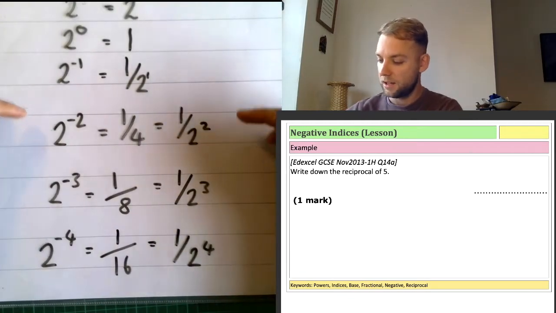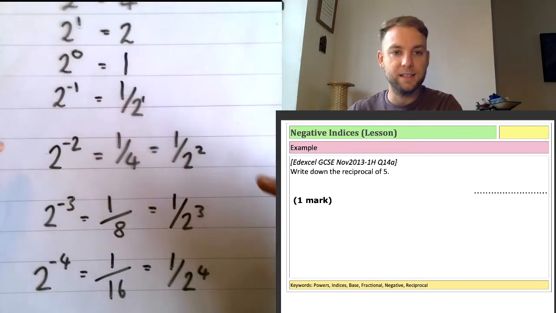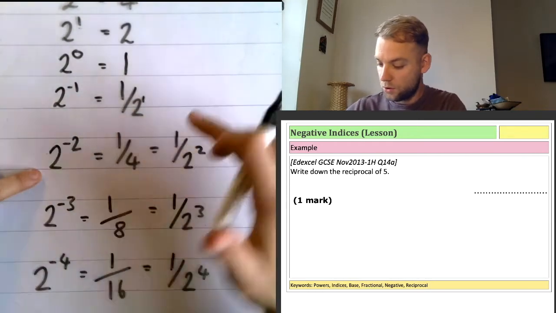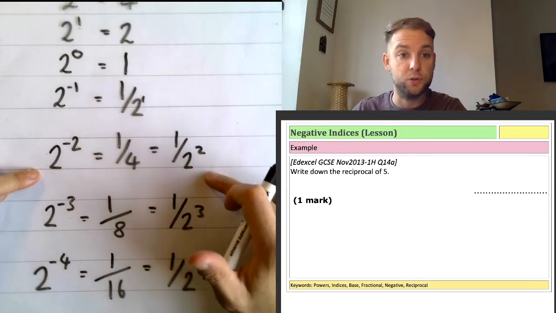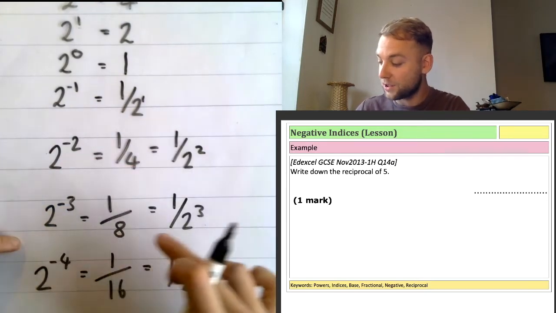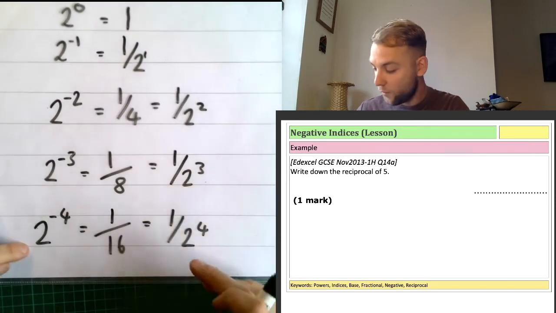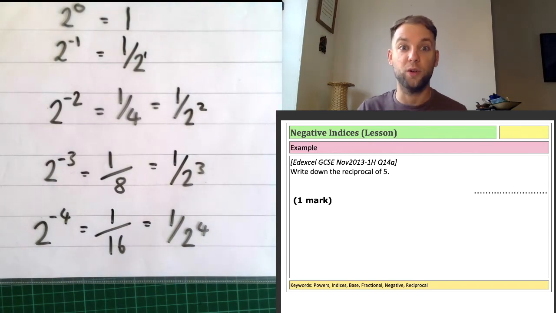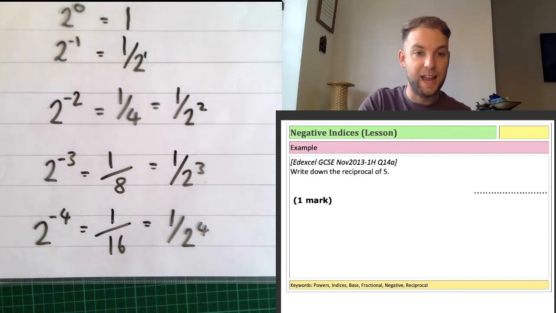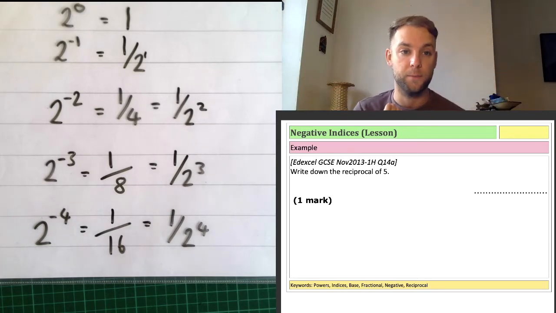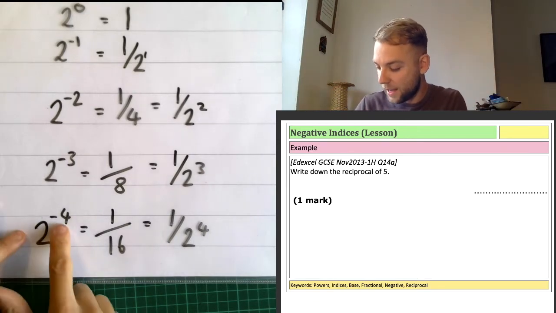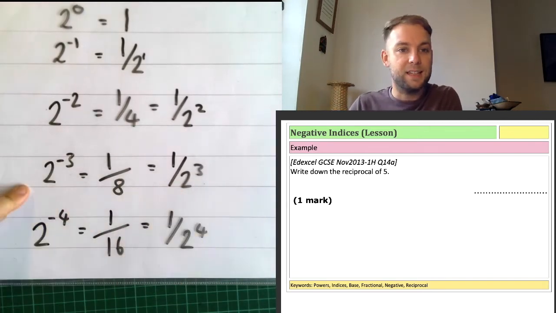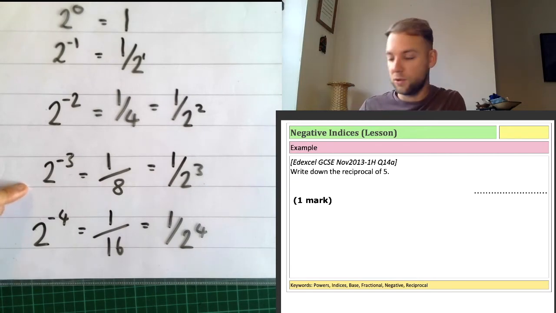So what's the link here? What's the link with the negative? Well, 2 to the power of minus 1 is the same as 1 over 2 to the 1. 2 to the power of minus 2 is the same as 1 over 2 to the 2. 2 to the minus 3 is 1 over 2 to the 3. 2 to the minus 4 is 1 over 2 to the 4. So what's happening here? Well, this is what's called a reciprocal. When we've got anything with a negative power, it's the same as 1 over. So notice 2 to the negative 4 is 1 over 2 to the 4. The 1 over part. 2 to the power of negative 3 is the same as 1 over 2 to the 3.